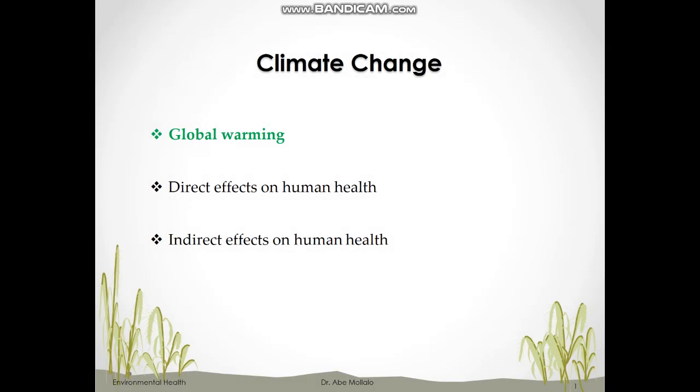And in the last section we will talk about the indirect effects of global warming on human health, such as vector-borne disease, waterborne disease, food-borne disease, allergic illnesses, and malnutrition.